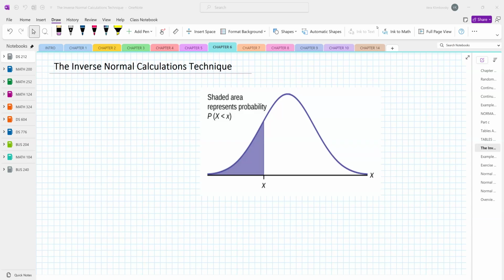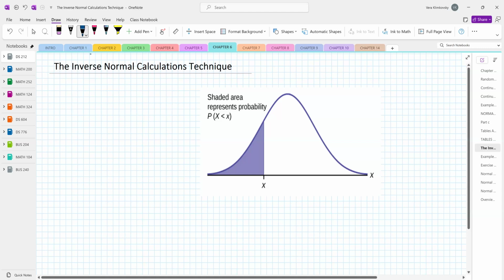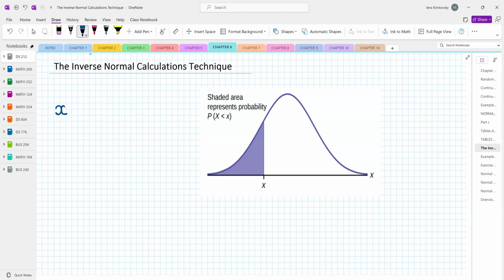In this video, we're going to discuss a technique known as the inverse normal calculations. You may recall that in probability questions related to the normal probability distribution, we usually start with the given x value, and then we convert it to z, and then we determine the probability relying on the statistical table. So if we outline the steps known as direct normal calculations, you start with the given x value, and then you convert it to z, and then you find the probability value.